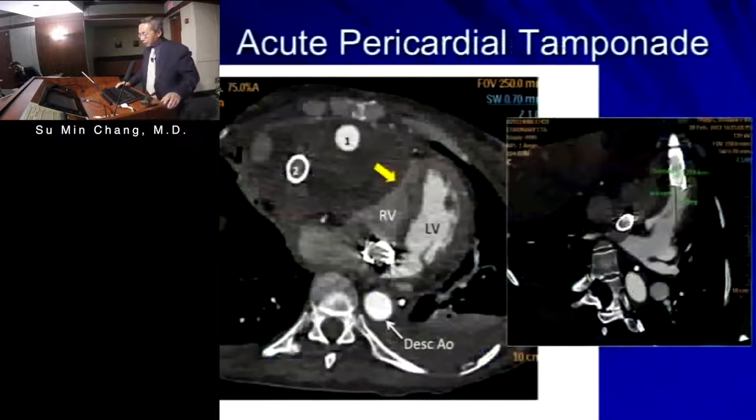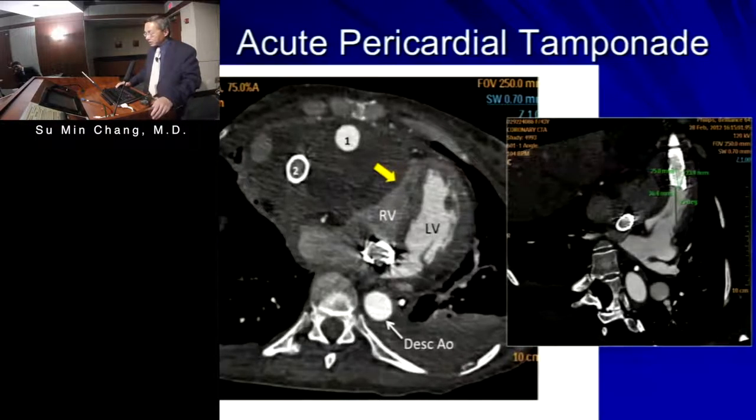And tamponade. Okay, obviously CT doesn't have a major role in acute tamponade, but again, if the patient is so stable that you can get a CT, usually by request of a surgeon to know the extent, like in this case, a patient who had hemodynamic compromise, mild hypotension after a BiVAD placement, echo obviously was able to diagnose the presence of pericardial effusion and tamponade, as you can see, but to assess the involvement of the structure of the BiVAD was helpful for the surgeon for surgical planning.